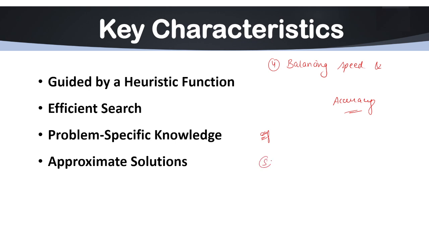The fifth reason is that it enables optimization. Many AI tasks involve optimization, like finding the shortest path, minimal cost, and maximum rewards. Heuristic search excels in optimization tasks just by directing efforts toward areas that are more likely to yield better solutions.